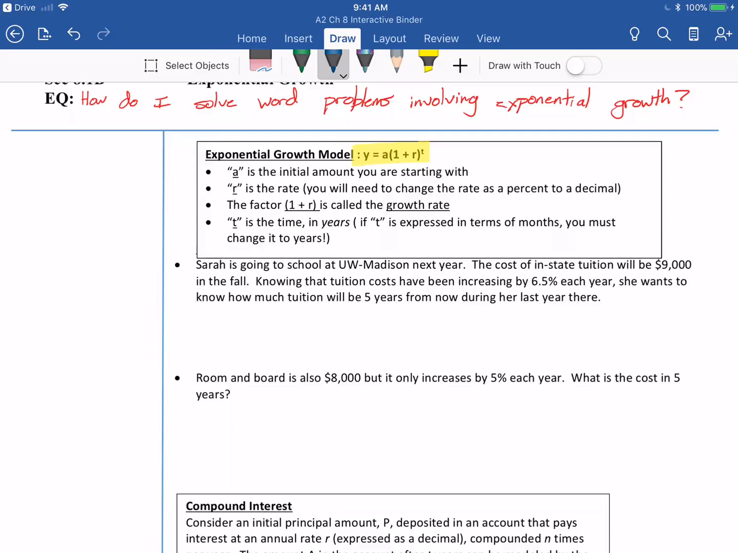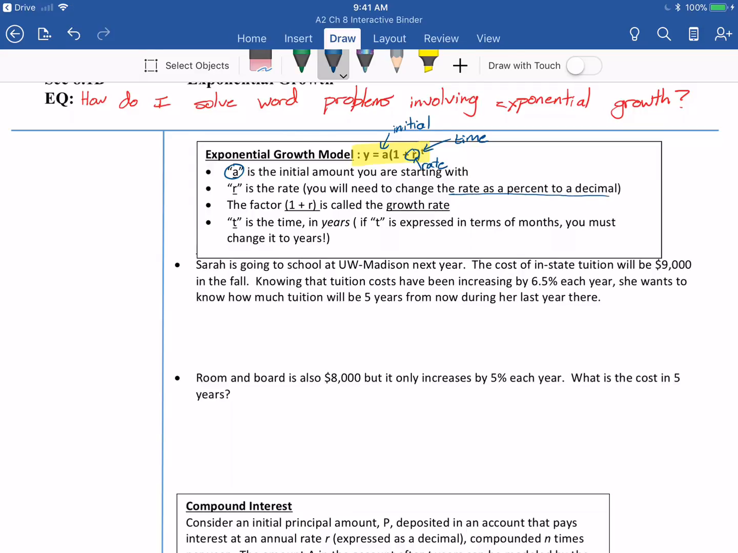All right, so here we go. A is the initial amount that you're starting with. R is the rate, which is pretty self-explanatory, and t is exactly what you thought, the time. Remember, you have to change the rate from a percent to a decimal.